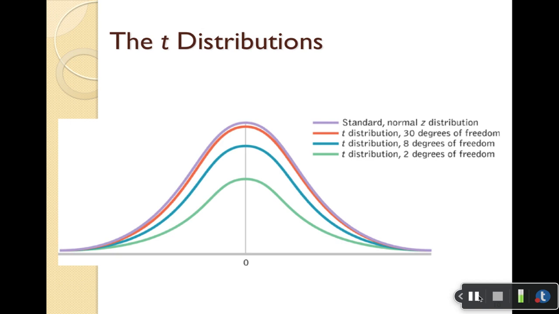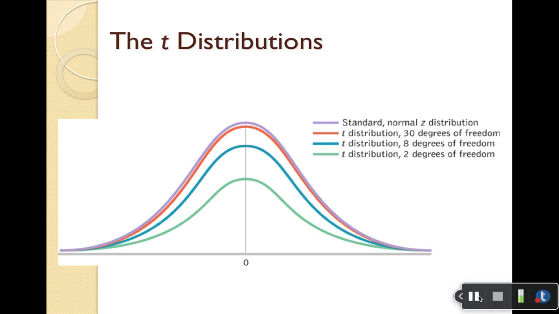You can see the purple line is our standard normal z-distribution like we've been working with. You can see the other lines are t-distributions that have different sample sizes. And the way that's indicated is by listing the degrees of freedom. We'll come back to degrees of freedom later, but degrees of freedom are a function of sample size, and specifically it's defined as the number of subjects or participants minus 1.